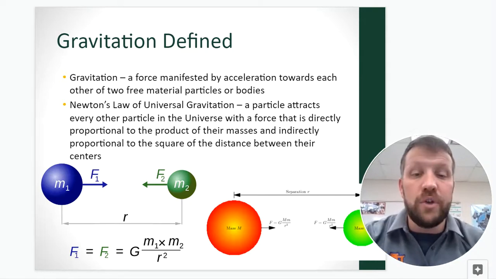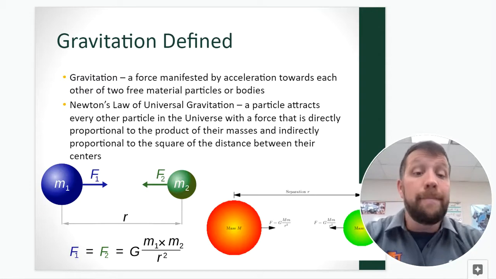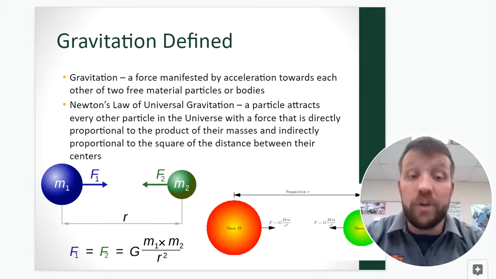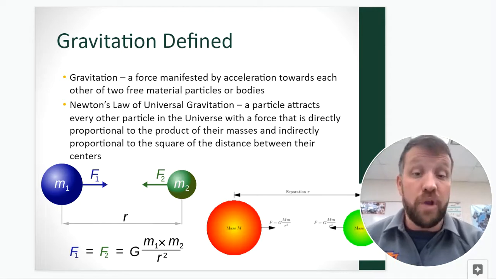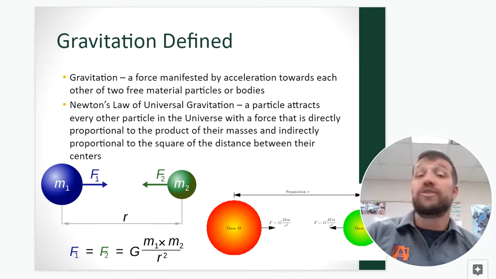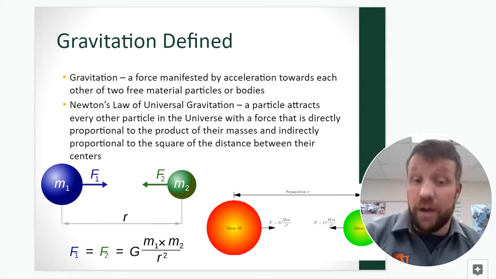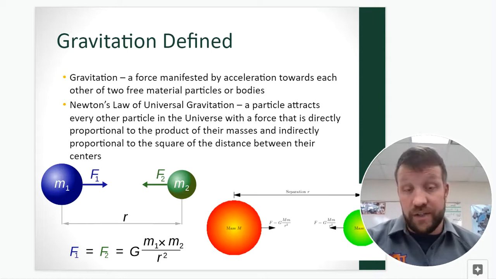So Newton's law of universal gravitation tells us a particle attracts every other particle in the universe with a force that is directly proportional to the product of their masses and inversely proportional to the square of the distance between their centers.